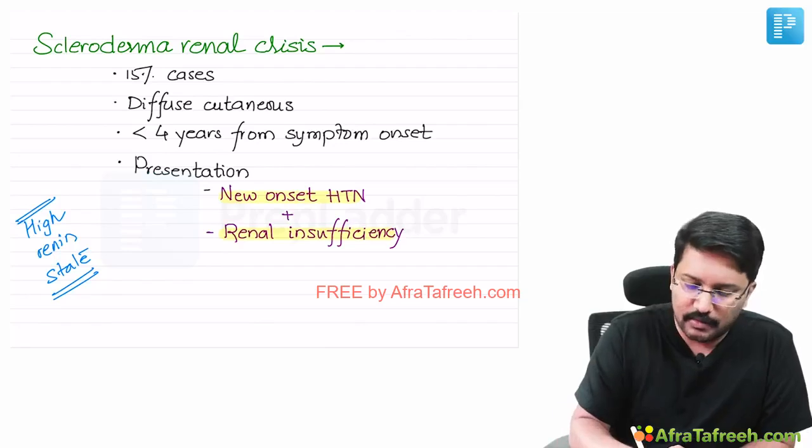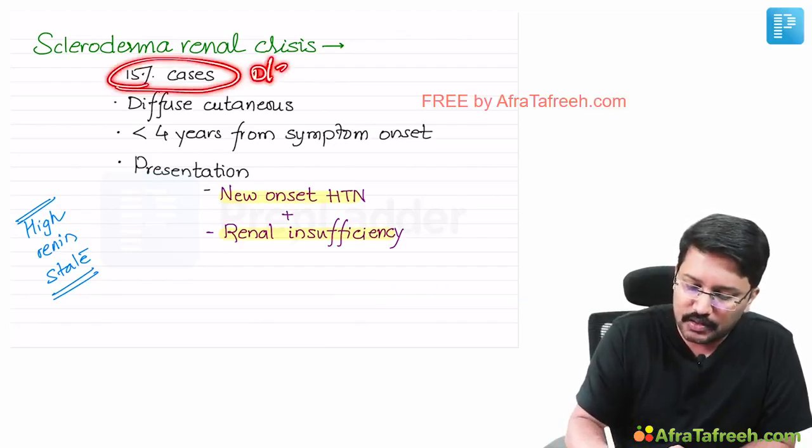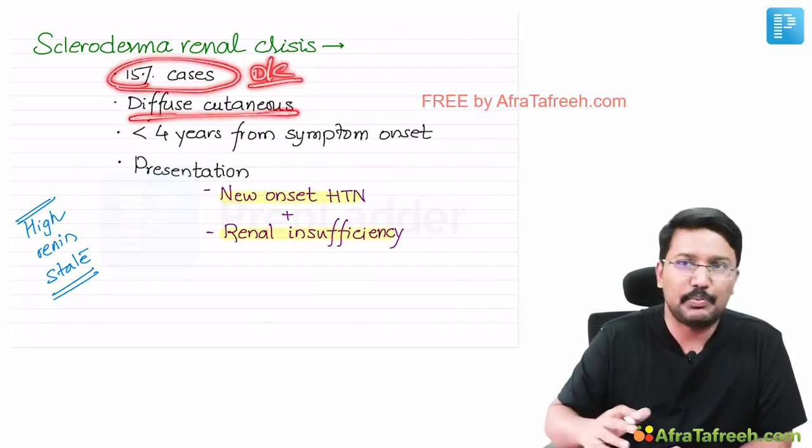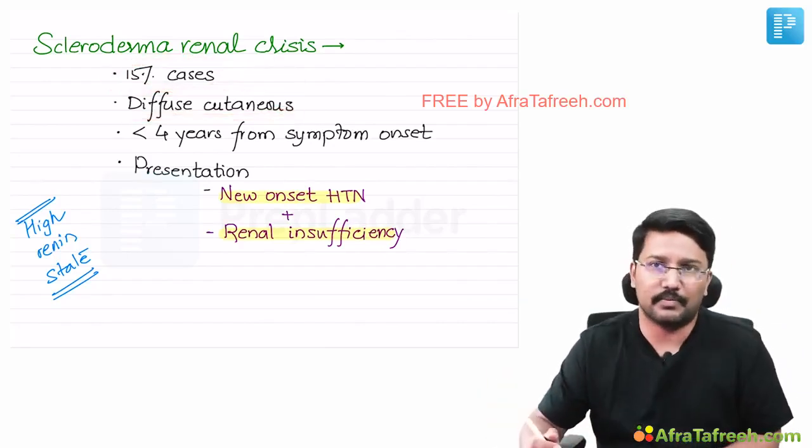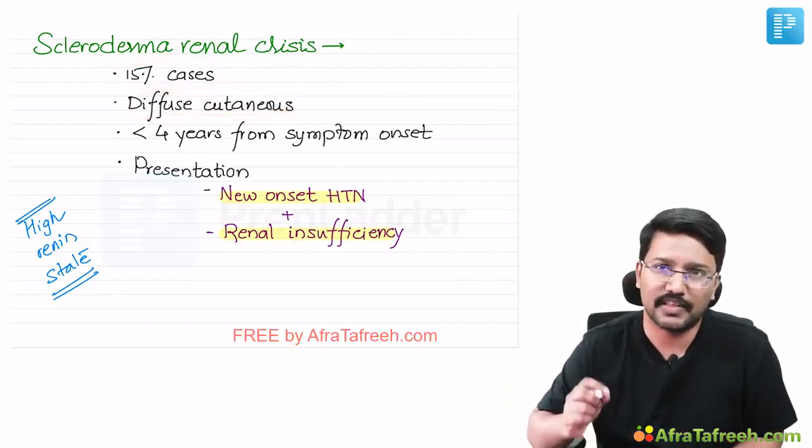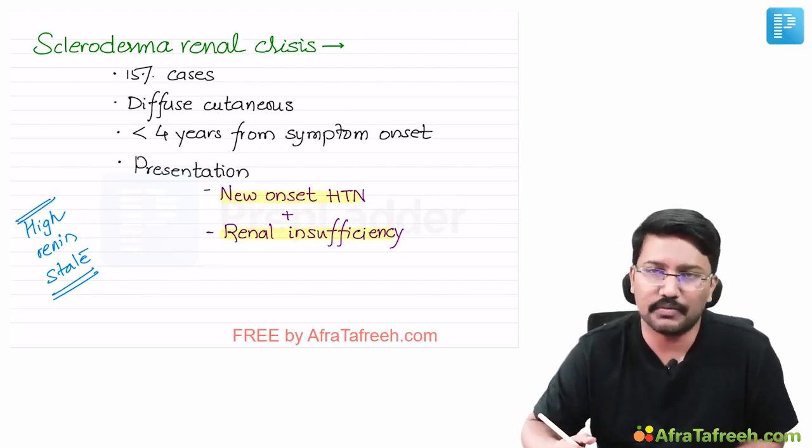I want you to remember certain additional points. The additional points are these. 15% of the cases, especially the diffuse cutaneous variants, experience scleroderma renal crisis in their lifetime. 15% of the patients with systemic sclerosis experience scleroderma renal crisis in their lifetime. More so with diffuse cutaneous variant, right?